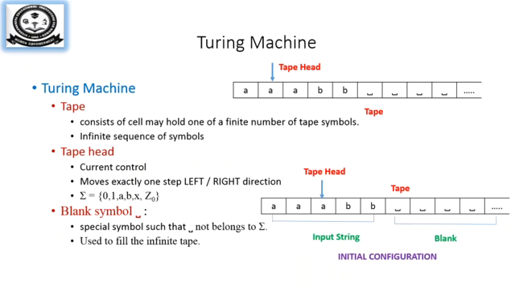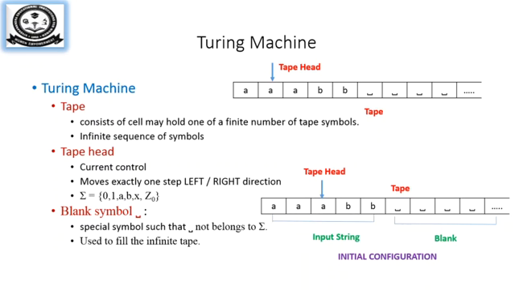The tape will be accessed using a tape head, which we consider as the current control unit. The position where the tape head is residing is considered the current control. The tape head can move exactly one step to the left or to the right. It can move in both directions, but only one cell at a time. As I said, the tape consists of an infinite sequence of symbols.